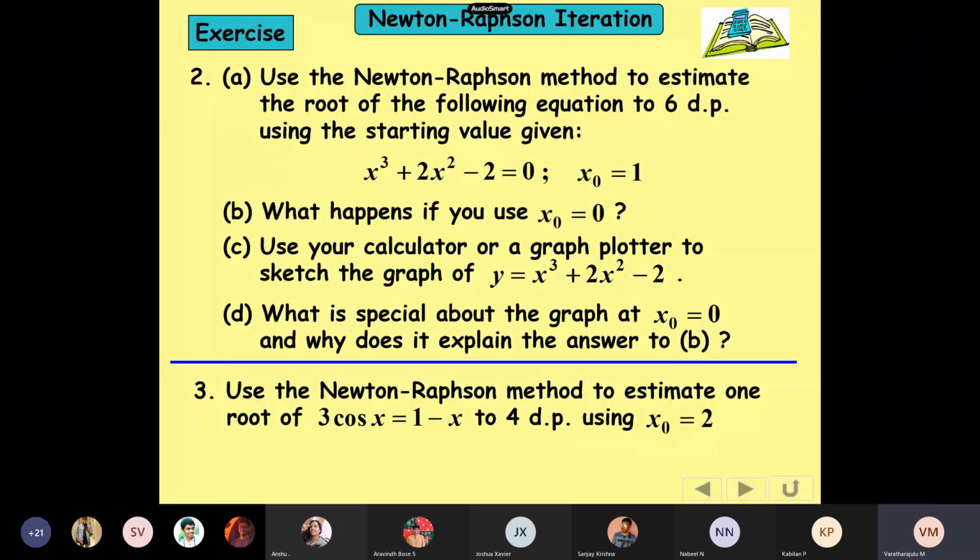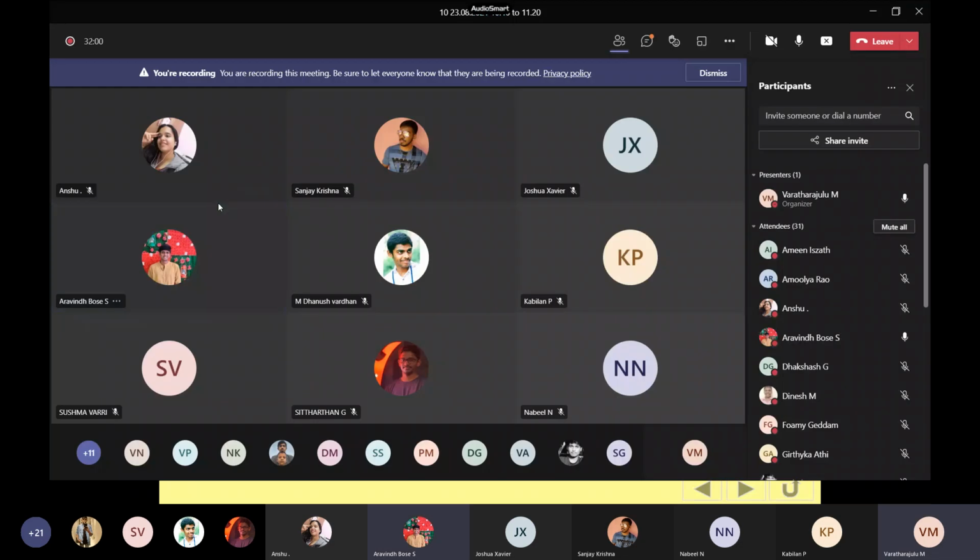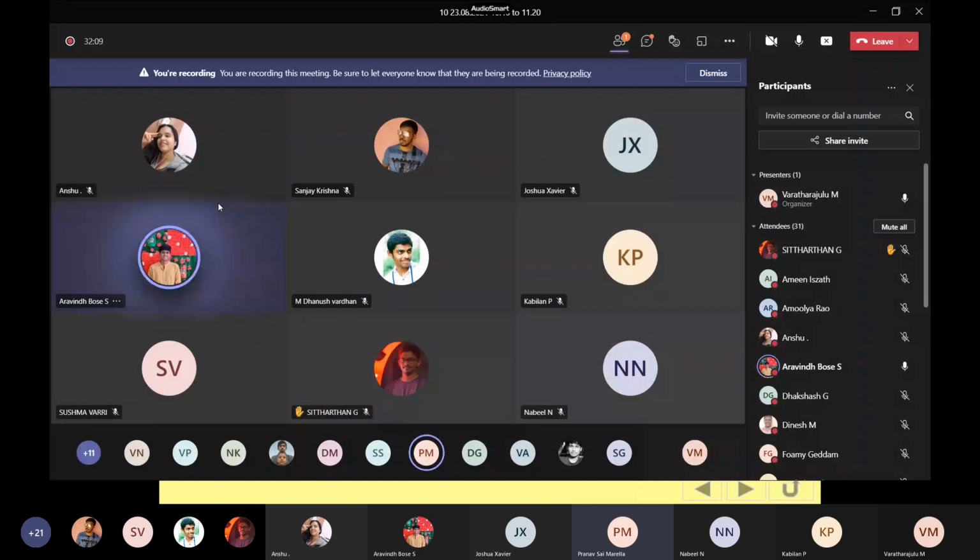What is our first iteration? That is, what is our x1? I'm doing it, sir, one minute. Anyone, any others interested apart from Arvind? Yes, tell me, Siddhartha. Yes, Pranav.